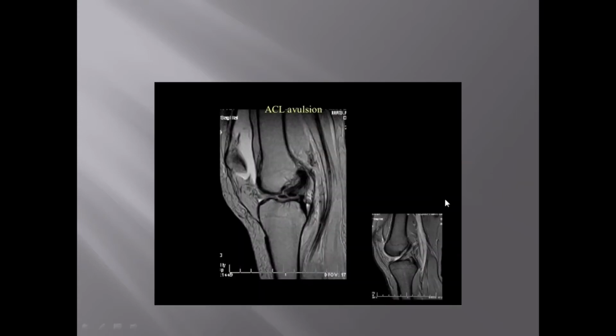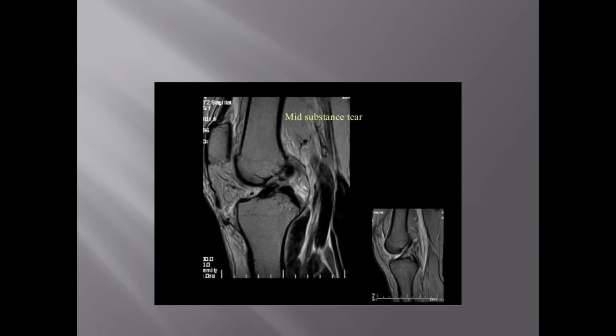This is an example of avulsion of the anterior cruciate ligament from the tibial attachment. The ligament is retracted superiorly. This is an example of a full thickness tear of the mid part of the anterior cruciate ligament.